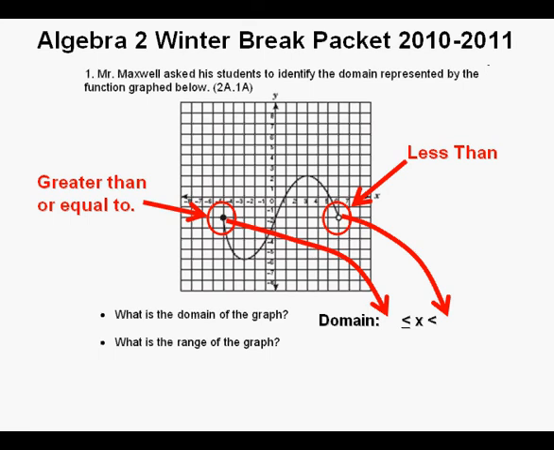Domain colon x is greater than or equal to its lowest value and is less than the highest value. Then you'll do a similar process to identify the range of the relation, except that the limits of the range are going to be the highest and lowest points on the graph represented here by the blue line segments.